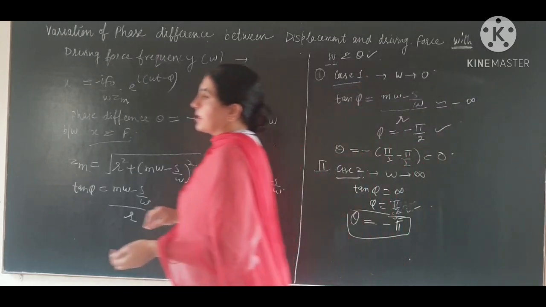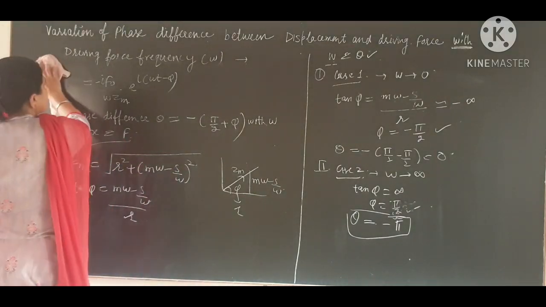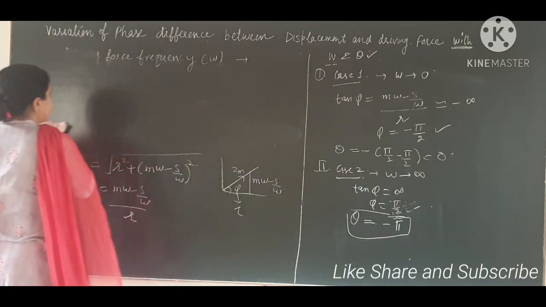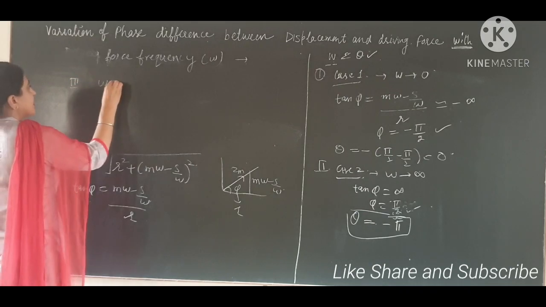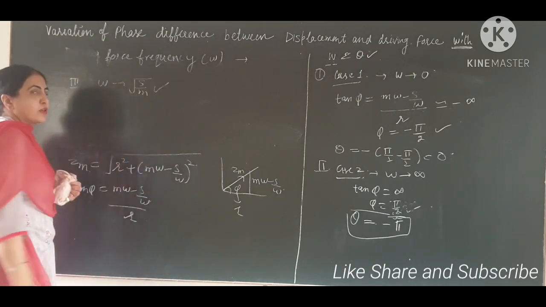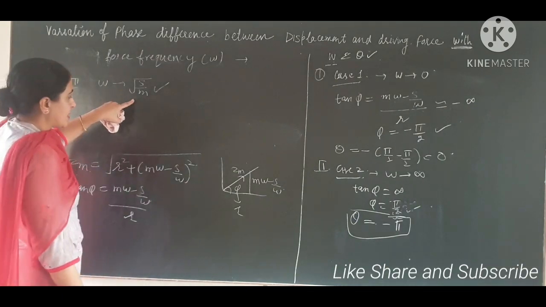Now the third case. Take in-between values. Take omega equal to under root s over m. What is under root s over m? The angular frequency of the undamped oscillator. So take it under root s over m.